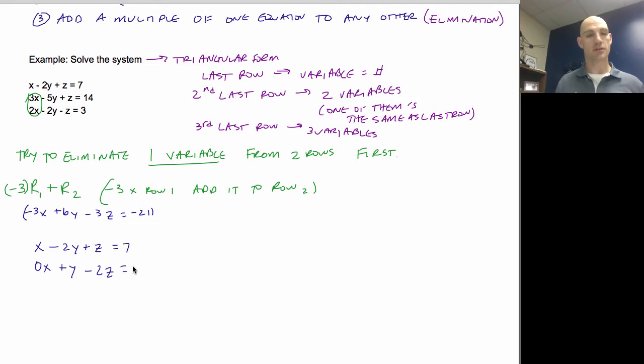And that's going to be equal to -7, because -21 plus 14 is -7. My last line has not changed yet. 2x minus 2y minus z equals 3. Okay, so I eliminated x from that one.